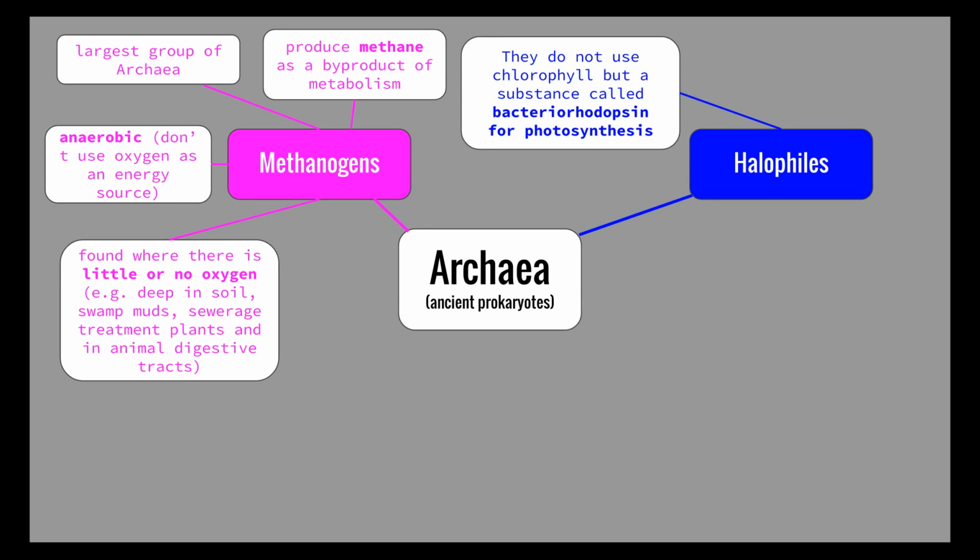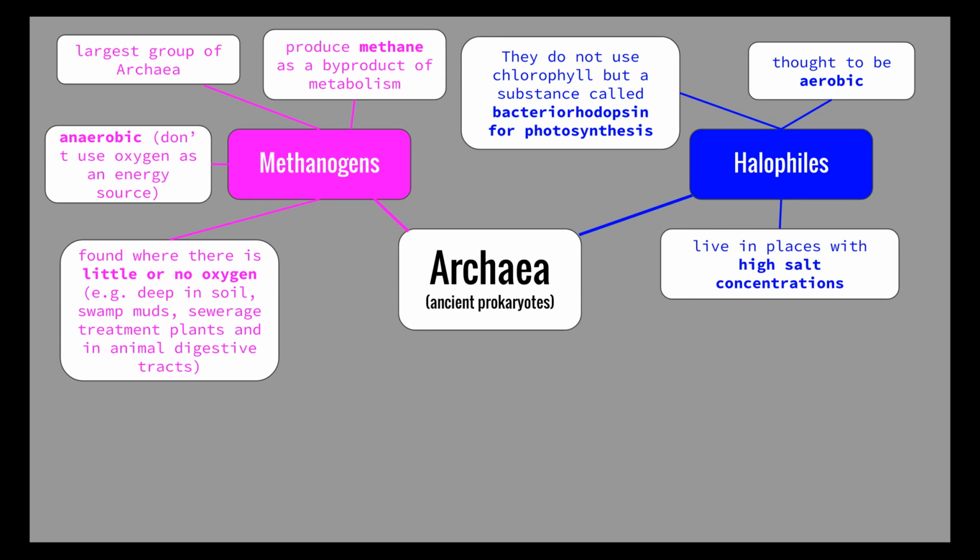These ones also don't use chlorophyll, but they use a substance called bacteriorhodopsin for photosynthesis. They're thought to be aerobic, so they do possibly use oxygen as an energy source, and they live in places with high salt concentration. There are groups of plants called halophytes, which are plants that are able to deal with high salt concentration. So that prefix halo just refers to high salt concentrations.